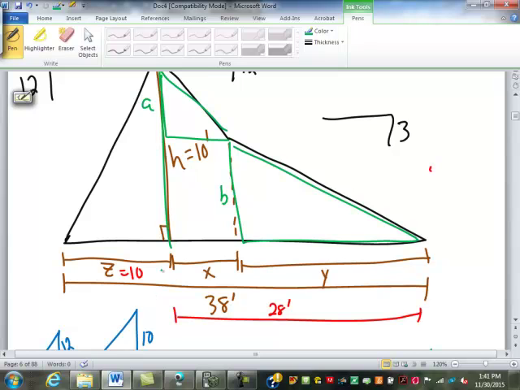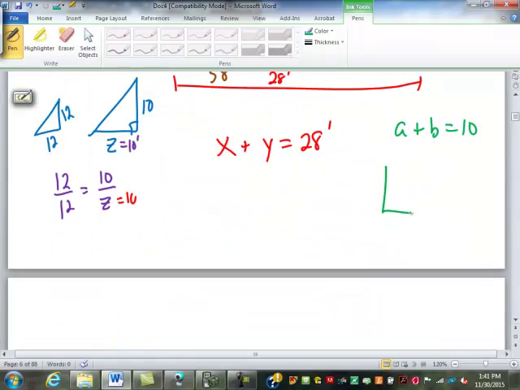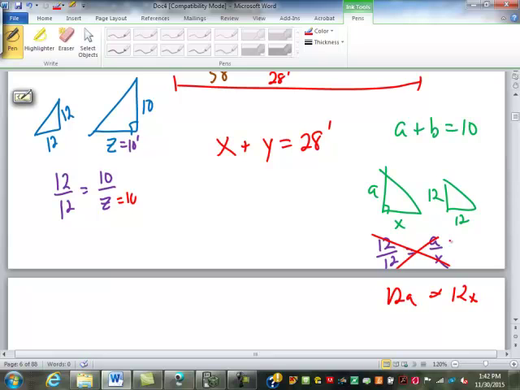Okay, so now we have to turn A and B into X and Y. Well, we know that A and X, this triangle here, this is A and this is X, and it's what slope? 12-12. Now I'm going to finish this off, but you guys can all see where this is going. A equals X, right? 12X equals 12A. A equals X.